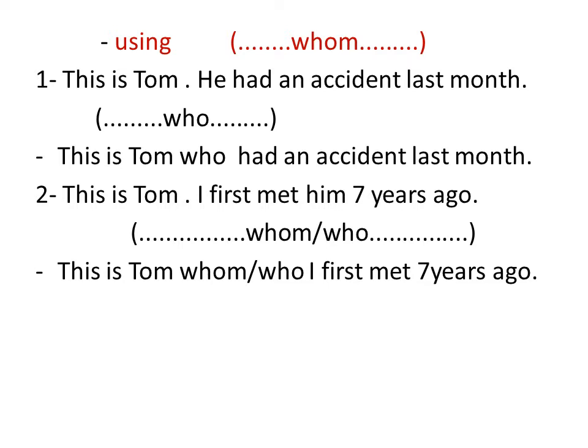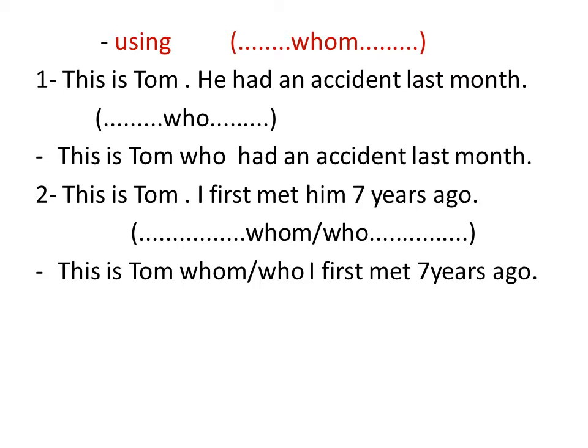But here in this example, the repeated noun is the subject of the second sentence, so we have to use the relative pronoun who. But in example number 2, we will use whom, or also we can use who. So let's see it. This is Tom. I first met him 7 years ago.